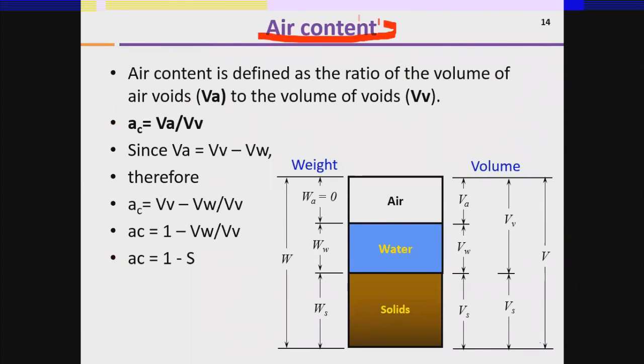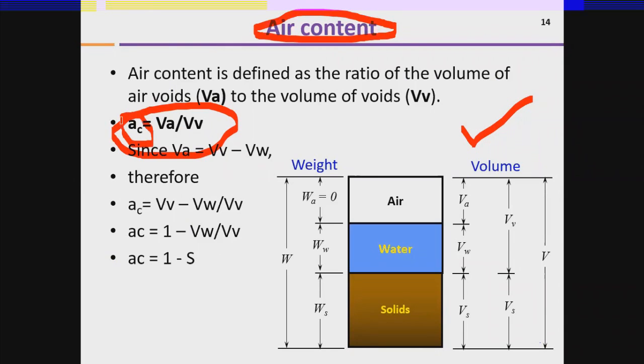Now let me discuss another parameter, which is known as the air content. It is also derived from the volume part of the three-phase soil system, and it is the ratio of the volume of air voids to the volume of voids. It is represented by small AC, which stands for air content. In the volume of voids, how much space is occupied by air. So this ratio gives us information about the volume of air voids only. So VA divided by VV is known as air content.